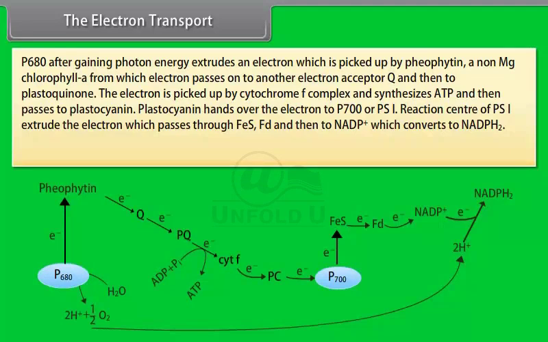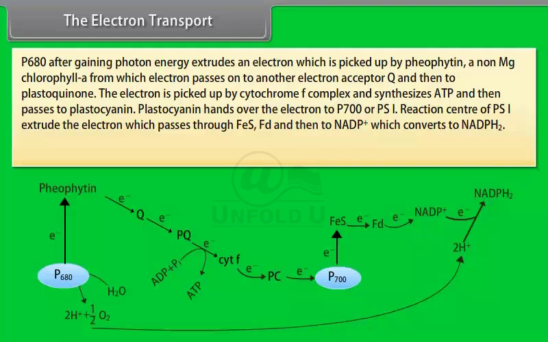P680, after gaining photon energy, extrudes an electron which is picked up by pheophytin, a non-Mg chlorophyll A, from which the electron passes on to another electron acceptor Q and then to plastoquinone. The electron is picked up by the cytochrome F complex, which synthesizes ATP, and then passes to plastocyanin. Plastocyanin hands over the electron to P700 or PS1.